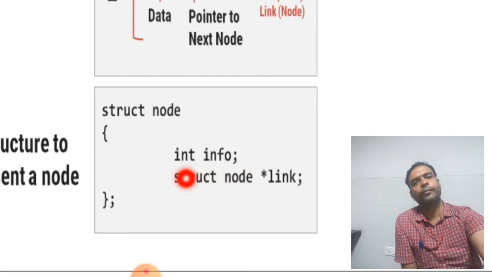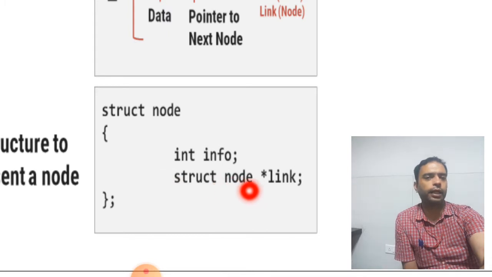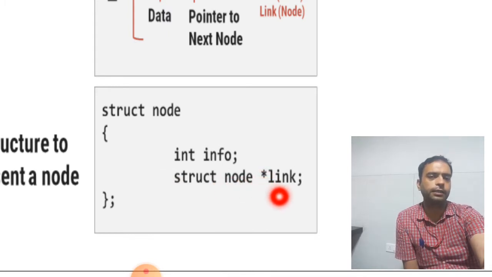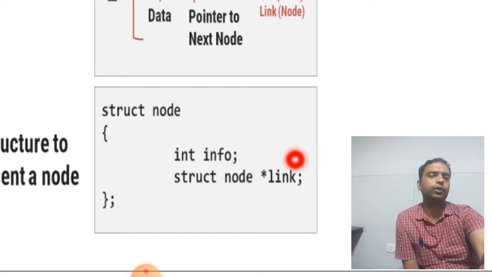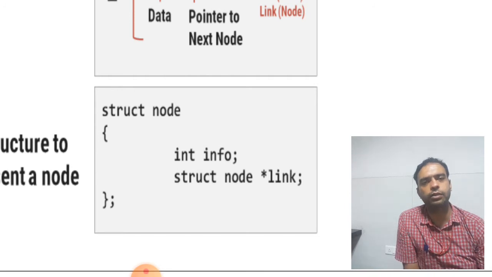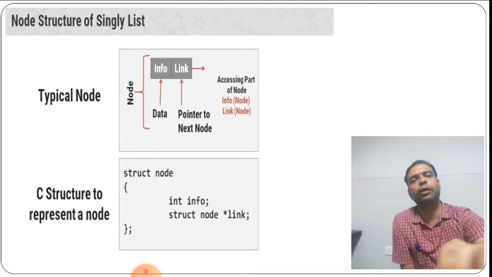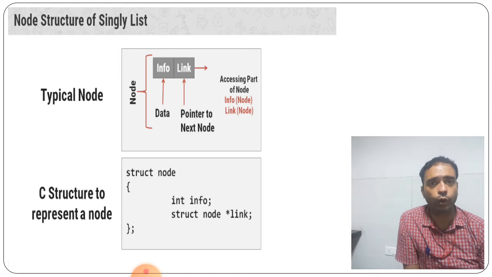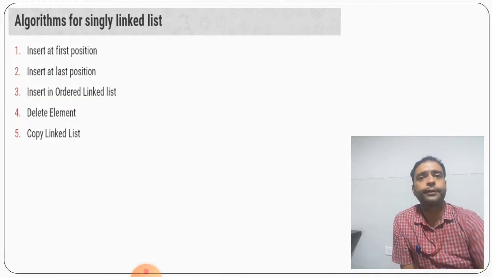Next, the node has first the information and second the address of the next one. So here the pointer part is given, that is star link, pointing to a node. Star link means it shows the address of the next node, so that it goes towards the next node one by one. So this is how to define the structure of a node in the C language.